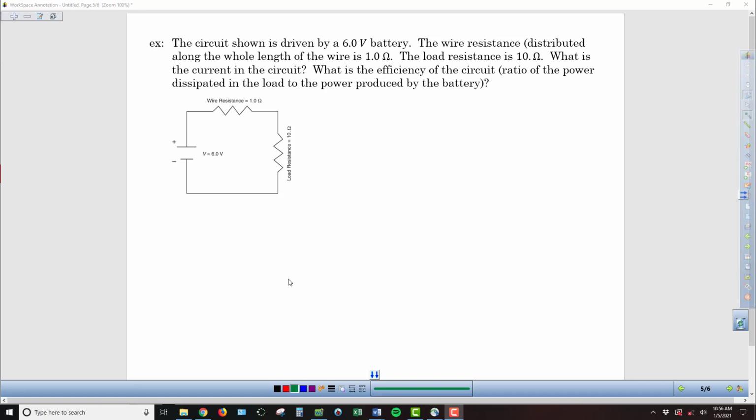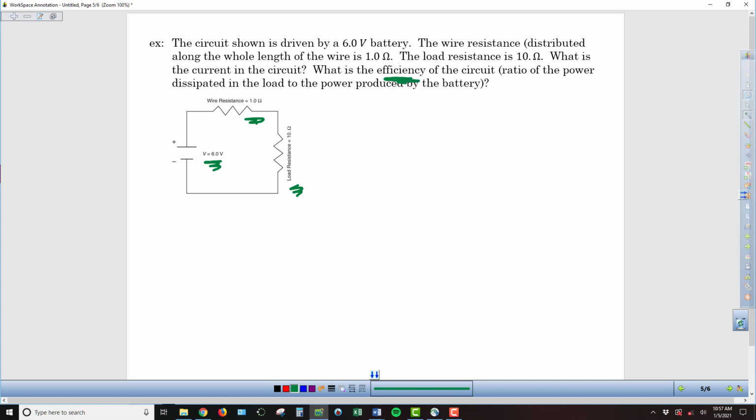So in the circuit in front of us, we have a 6-volt battery source that's driving a current through a load of 10 ohms. And then we're representing the resistance just in the wire itself as having a resistance of 1 ohm. So of course that's going to be in series with the load that is in the circuit. And so what we want to do is figure out what's the current in the circuit and then what is the efficiency of the circuit.